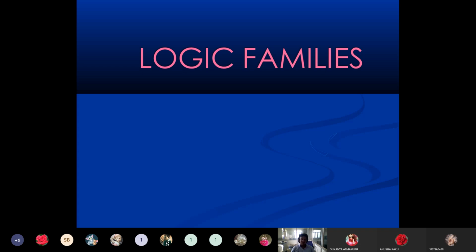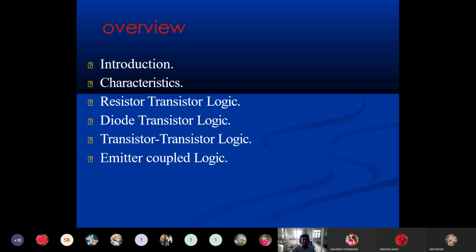So, hello everyone. In today's class, I would like to explain about logic families, different logic families. In this topic, we have to see an introduction about the logic families and the characteristics, resistor transistor logic and diode transistor logic, and TTL, transistor transistor logic. In the last class we already saw CMOS logic levels and the CMOS inverter, the basic CMOS inverter, and different CMOS logics.